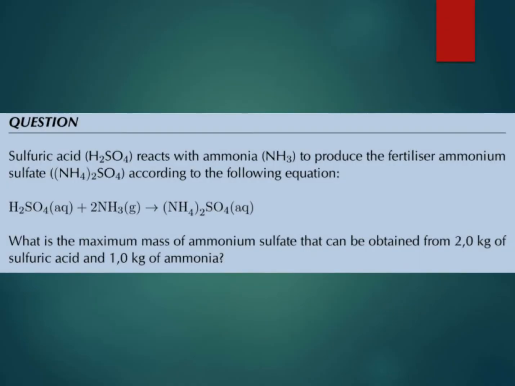Now let's look at this example. Sulfuric acid reacts with ammonia to produce the fertilizer ammonium sulfate, according to the following equation. And there they give us a beautiful balanced reaction. Now the question is, what is the maximum mass of ammonium sulfate that can be obtained from 2 kilograms of sulfuric acid and 1 kilogram of ammonia?